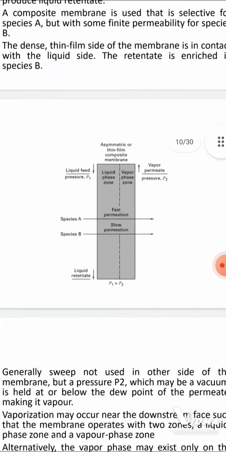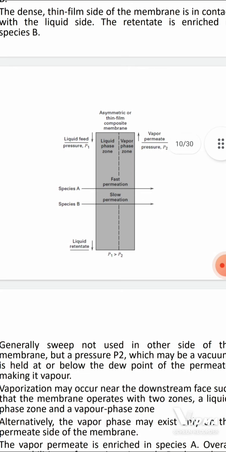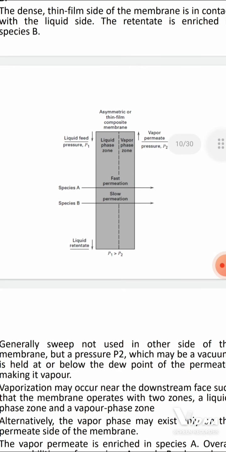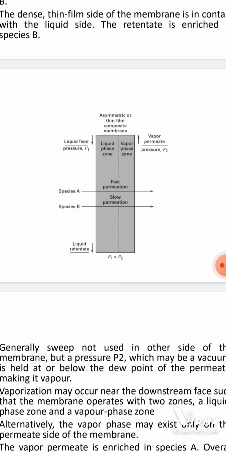As you can see in this figure, we have a thin film composite membrane and a liquid feed which is supplied to the membrane system, having two species, species A and species B. So we are assuming our feed has two molecules A and B, in which A has a fast rate of permeation through the membrane, but B has a slow permeation rate, or it permeates at a lower rate.